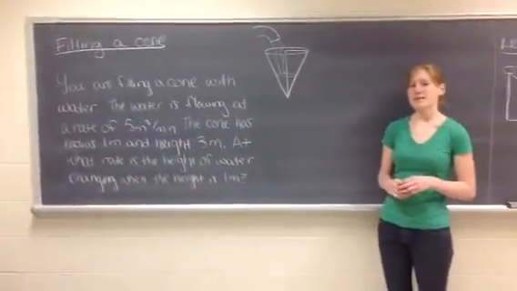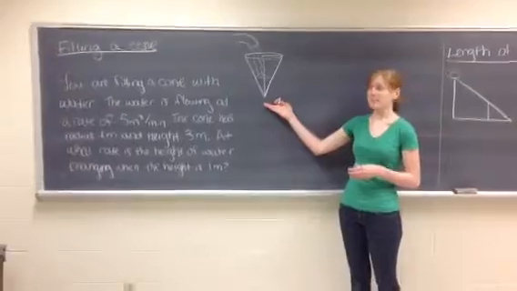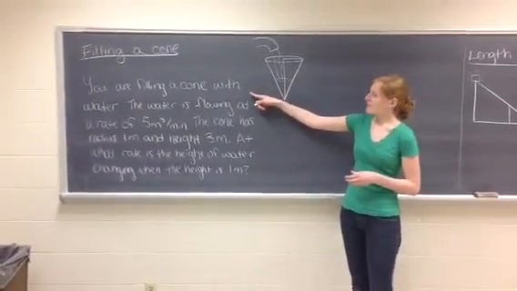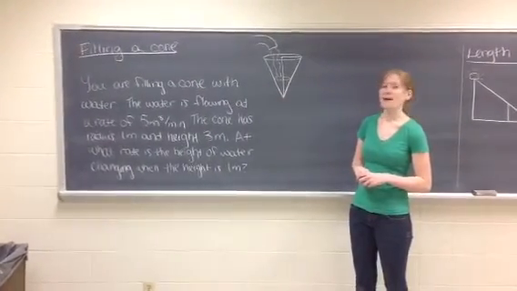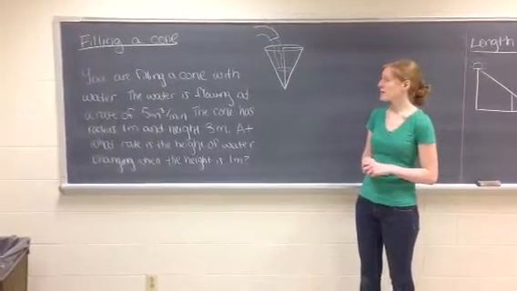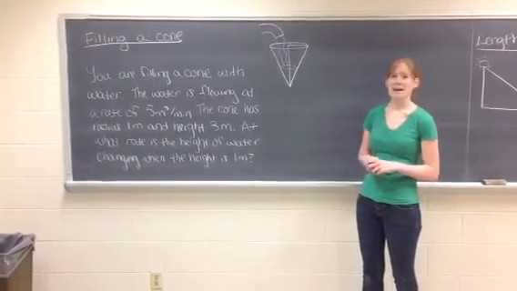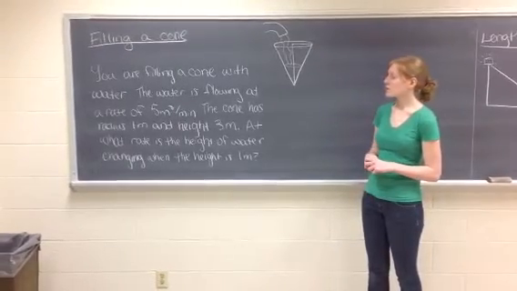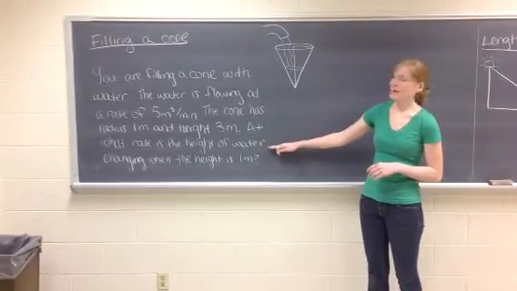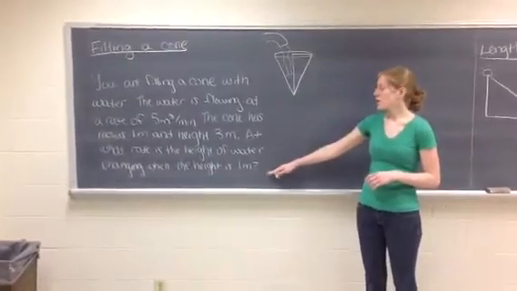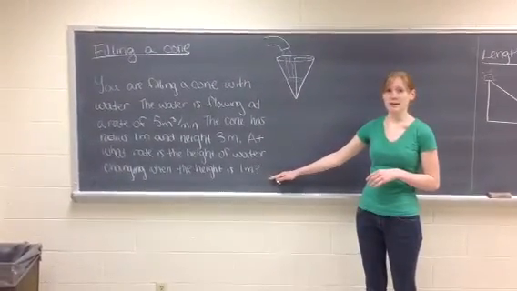Our first example is about filling a cone with water. So we're filling this cone with water. The water is flowing in at a rate of 5 cubic meters per minute. We know that the cone has a radius of 1 meter and a height of 3 meters. The question we're trying to answer is, at what rate is the height of the water changing when that height of water is at 1 meter?